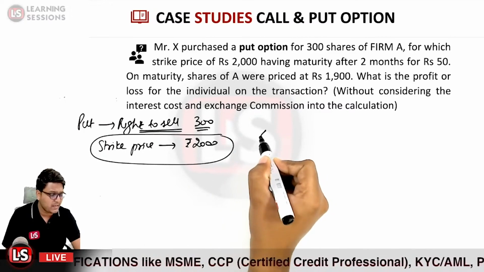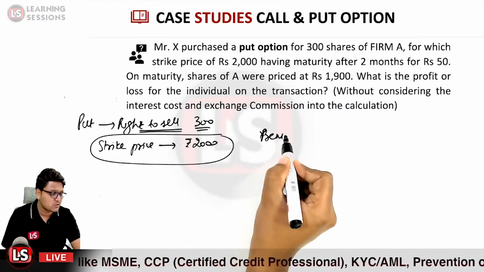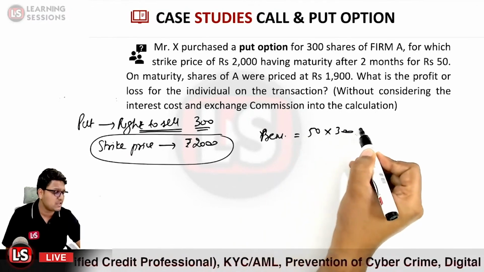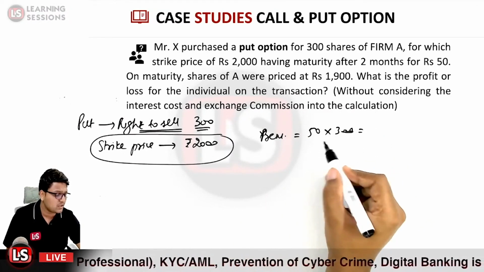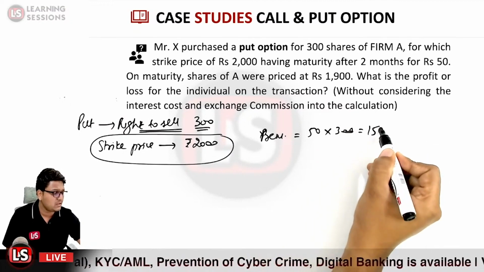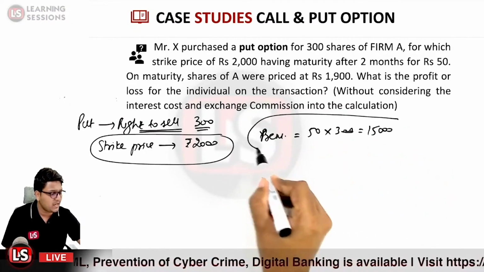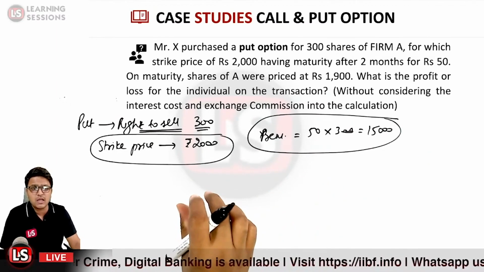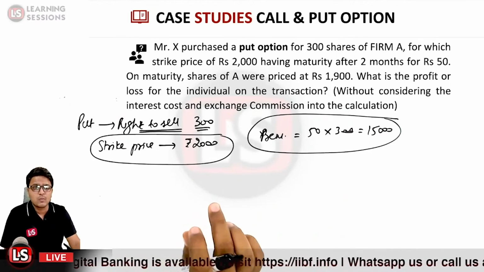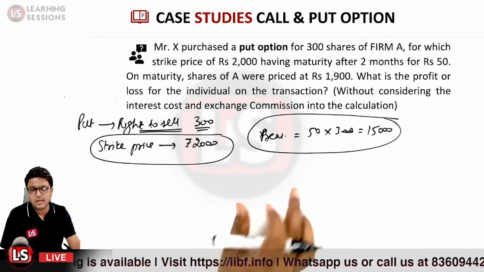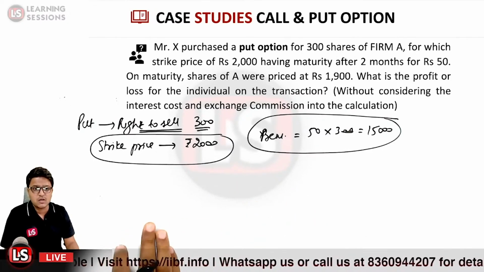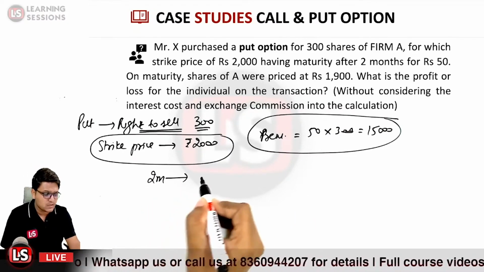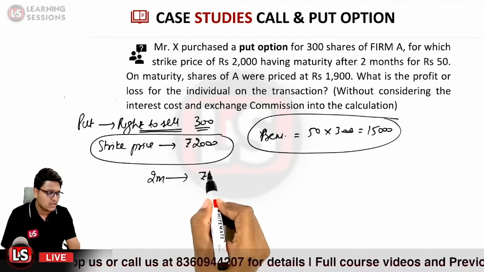How much premium is paid by him in total? It is 50 into the number of units he has purchased the option for, that is 300 into 50, which is 15,000 rupees. So the total premium paid over this contract is rupees 15,000. On maturity, shares of firm A were priced at rupees 1900, that is, after the period of 2 months.